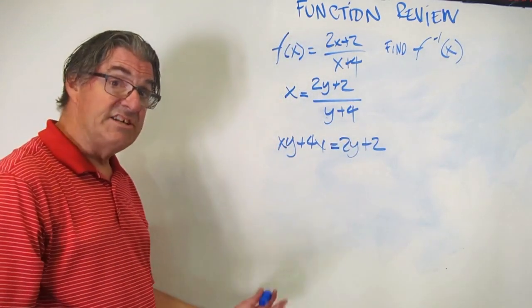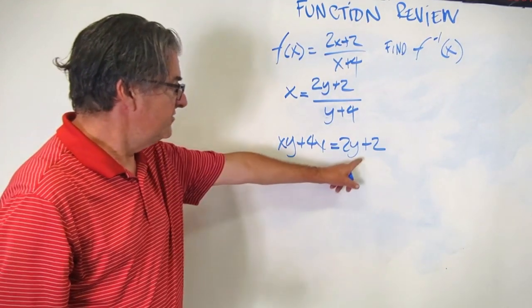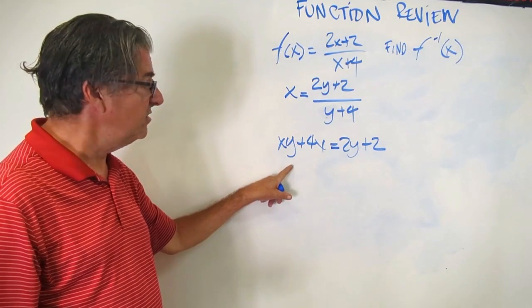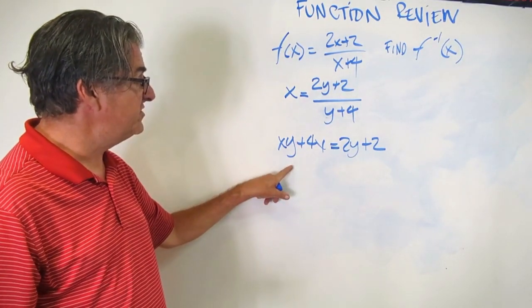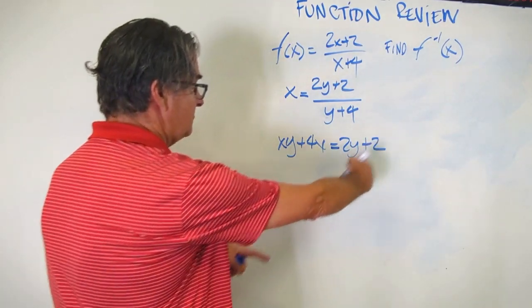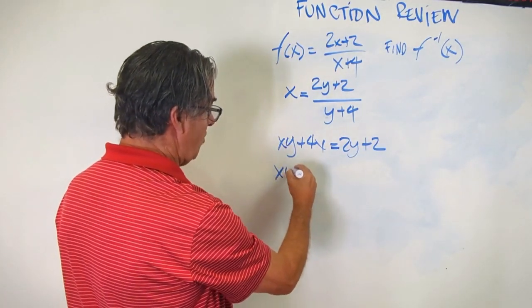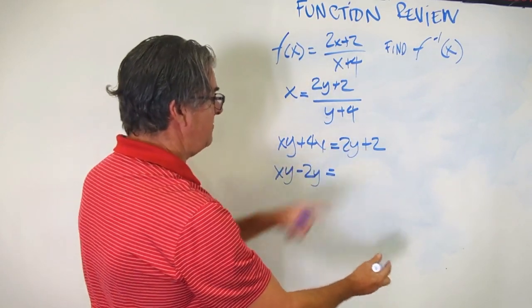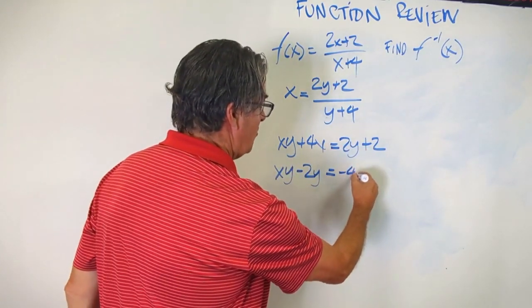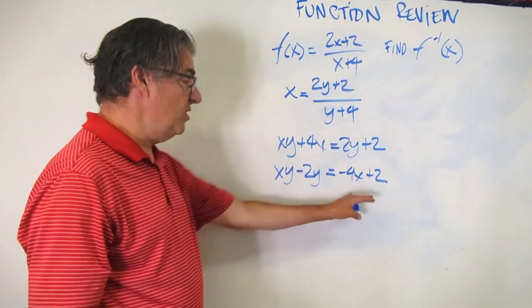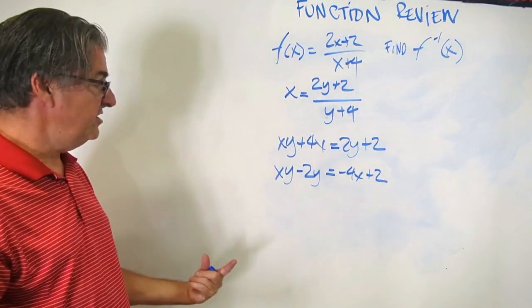Now I just need to isolate y on one side. So I need to first get my two y terms together so I can factor and cancel. I'm going to subtract 2y from both sides, and I'm going to subtract 4x from both sides. So subtracting 2y, I get xy minus 2y, and then subtracting 4x from both sides, I get minus 4x plus 2. So now I have an equation with no fractions. I can continue to solve.